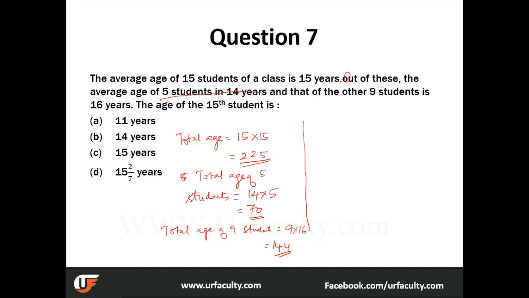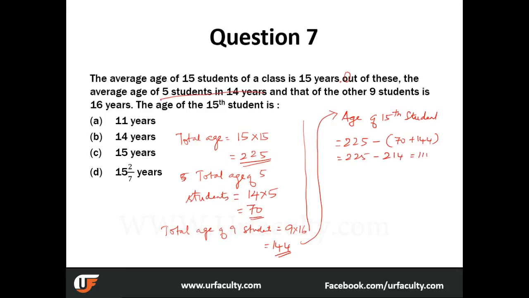So we know that these are the values. Now the question is, what is the age of the 15th student? The age of the 15th student is what? 225 minus 70 plus 144, right? Which is equal to 225 minus 214, which is equal to 11 years.